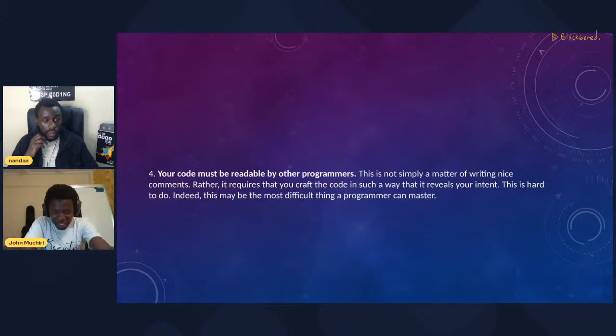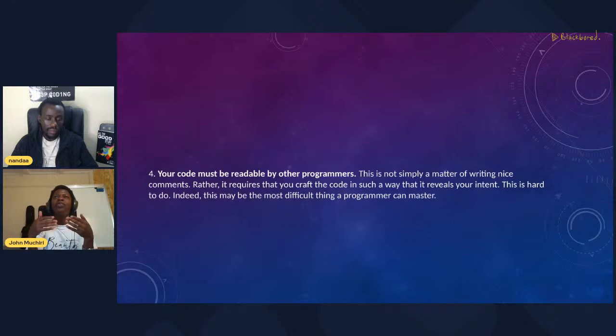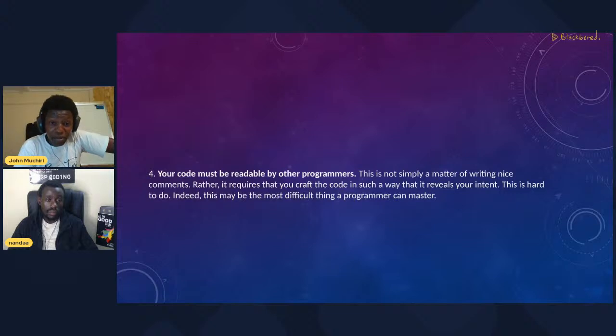And number 4, your code must be readable by other programmers. I know many people write some code, and after a couple of days, even they don't remember who wrote it. What's happening here? Only God knows. So you have to write readable code, so that others can get the intent of the code, and getting the intent is the hardest part. Someone can read your code and get what you intended the function to do, and how it integrates with the other bits. This is very hard to do, and might be one of the hardest things.